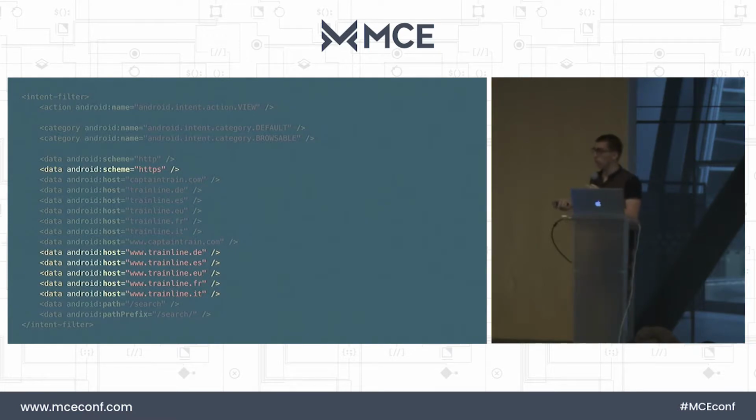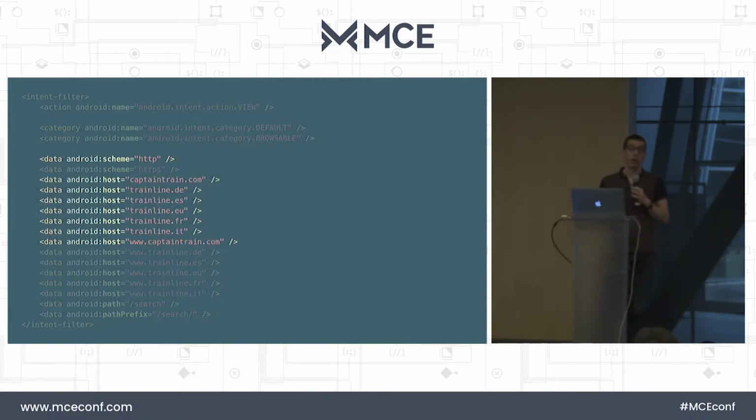So first, we can find that there are several domains at Trainline. trainline.eu is for Europe, but obviously we have special domains for all countries. In our case here, we have one for Germany, Spain, France, and Italy. And by default, we want to match the HTTPS scheme. But we also handle some other links.